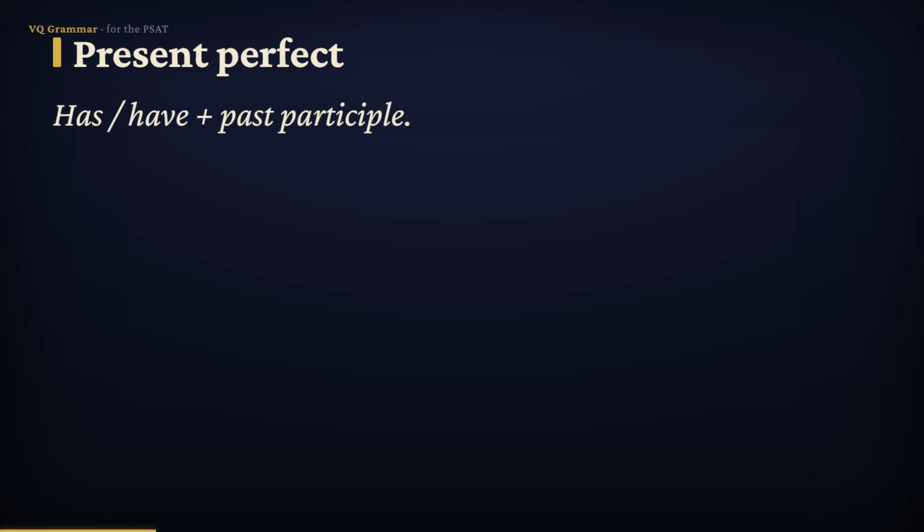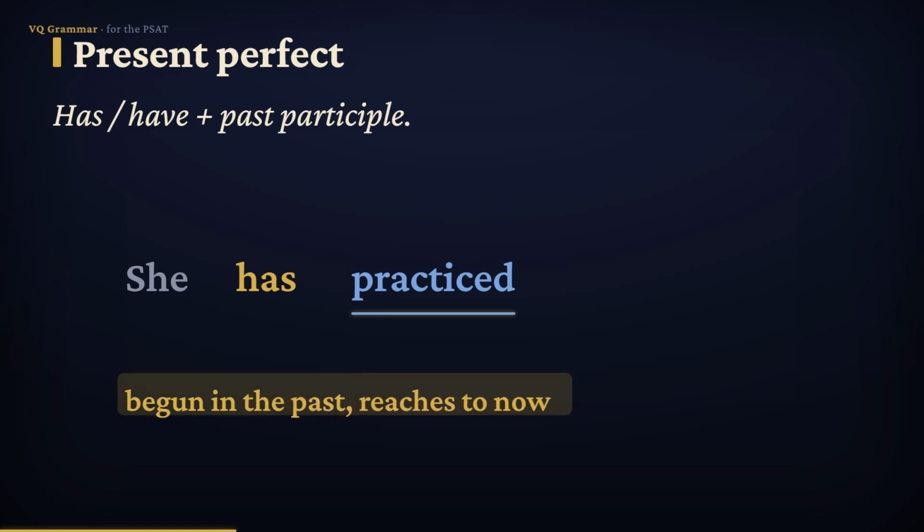First, the present perfect. Its recipe is has or have plus the past participle. Use has with a singular subject and have with the rest. She has practiced. He has practiced. They have practiced. What does it mean? An action that started at some point in the past and is connected to right now. Still true, still counting. So the present perfect reaches from the past all the way up to the present.